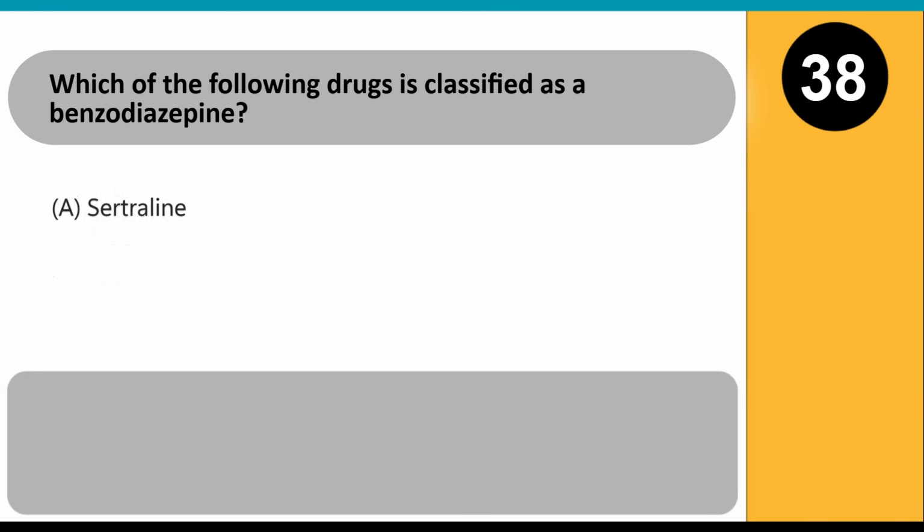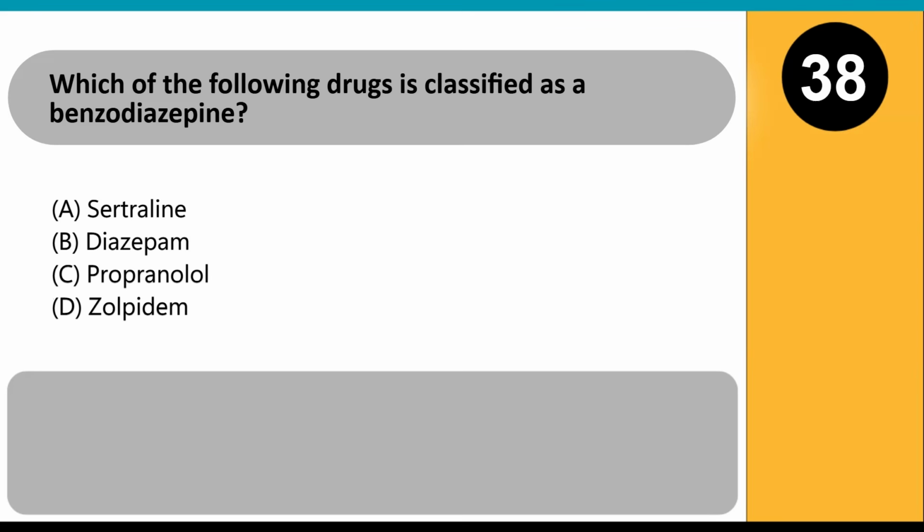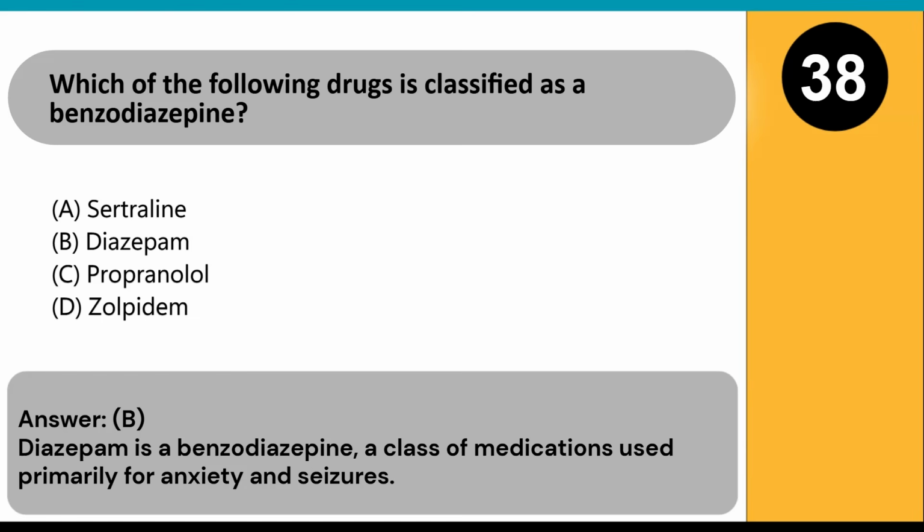Which of the following drugs is classified as a benzodiazepine? A. Sertraline. B. Diazepam. C. Propranolol. D. Zolpidem. Answer B. Diazepam is a benzodiazepine, a class of medications used primarily for anxiety and seizures.